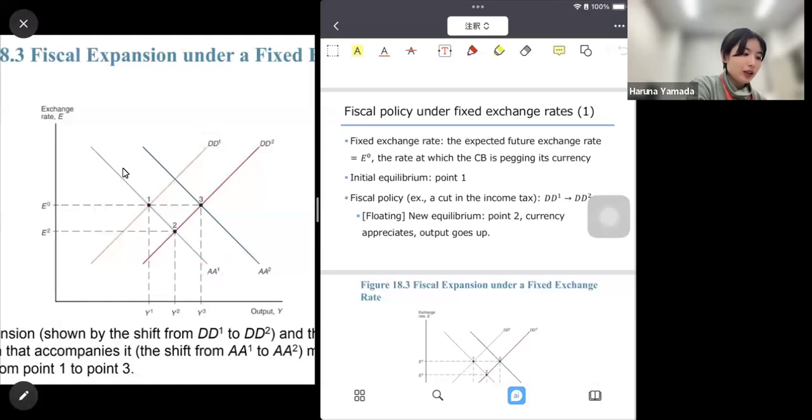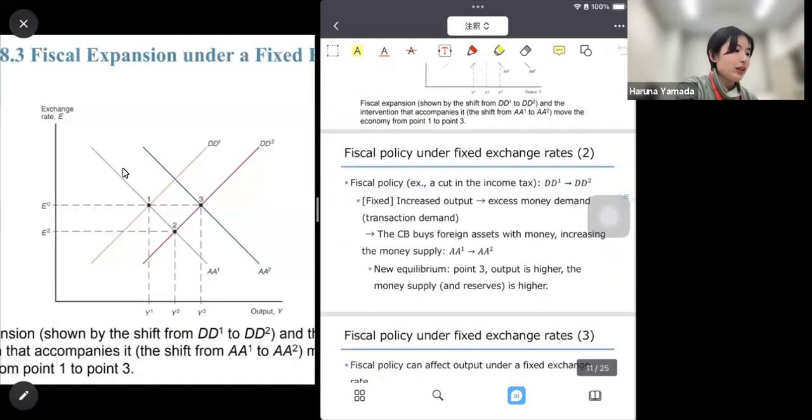Now consider fiscal policy, for example, a cut in the income tax. A cut in the income tax causes DD to shift to the right, from DD1 to DD2. Under the floating exchange rate, the new equilibrium is going to be point 2 here. At point 2, output goes up, and the currency appreciates from E0 to E2.